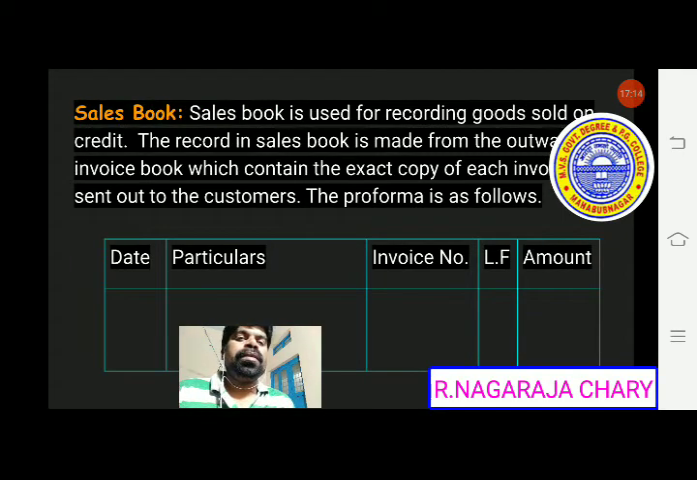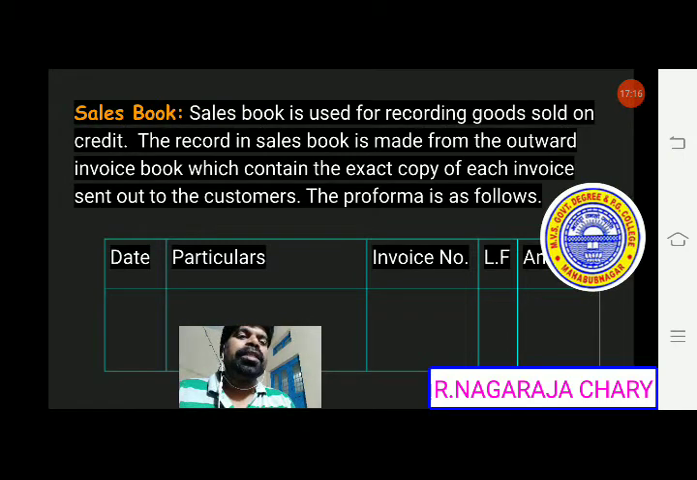Next we will see the sales book. One more subsidiary book, that is the sales book. The name itself indicates the sales book is used for recording goods sold on credit basis. The record in the sales book is made from the outward invoice book, which contains the exact copy of each invoice sent out to the customers. The proforma is as follows.